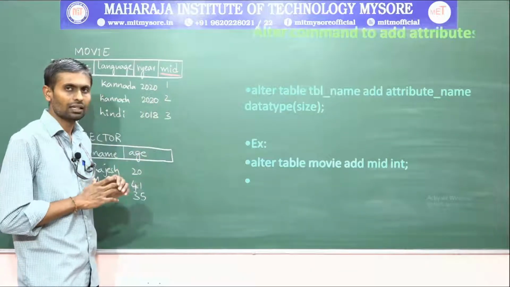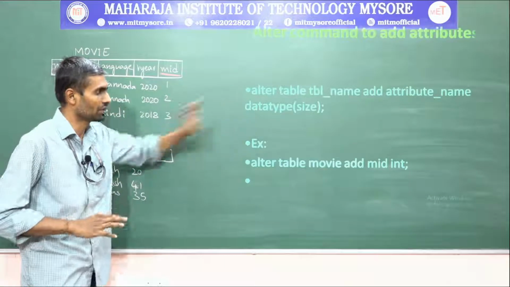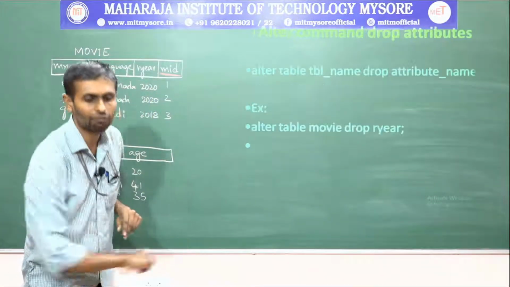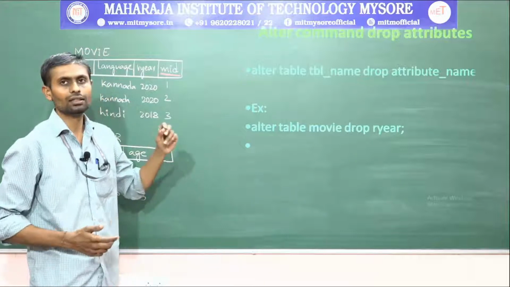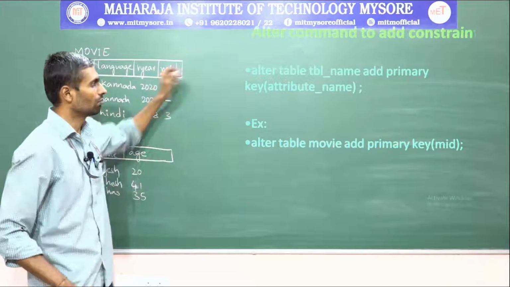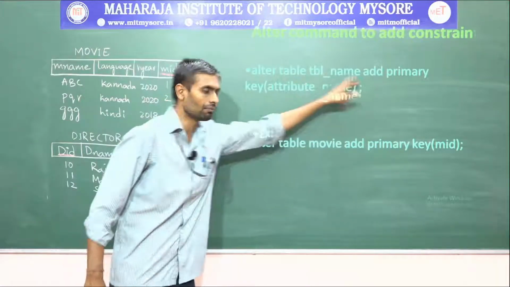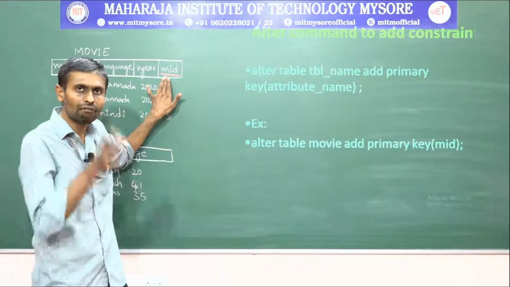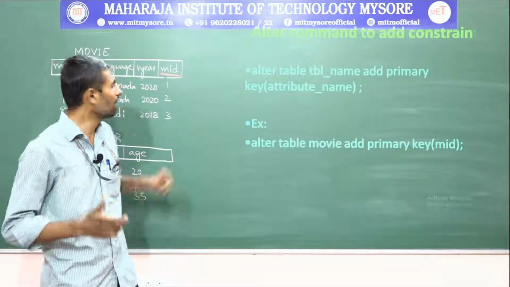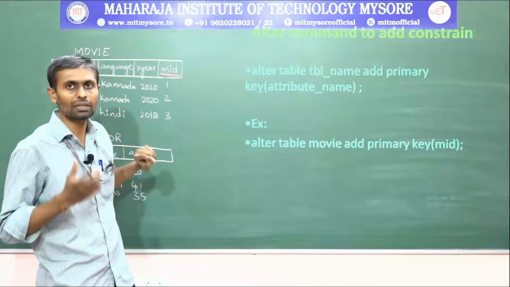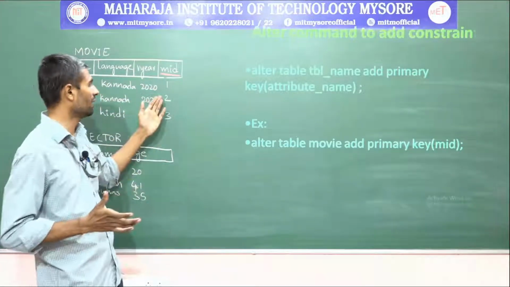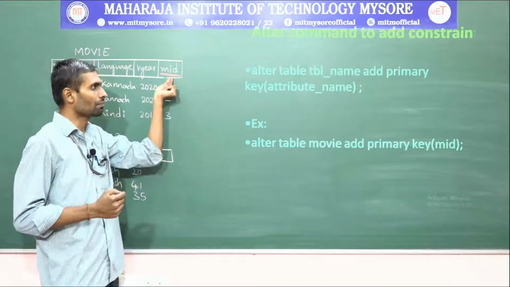First we added it with the help of the alter command, then later we made it a primary key with the command ALTER TABLE, the table name, then ADD, because earlier we had added the attribute by specifying a data type and size. Now we want to make this attribute a primary key. It should not take repeated entries, and no redundant entry should be there. To achieve it, we made it a primary key.